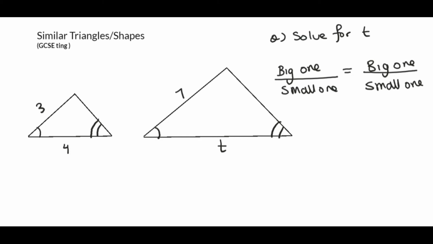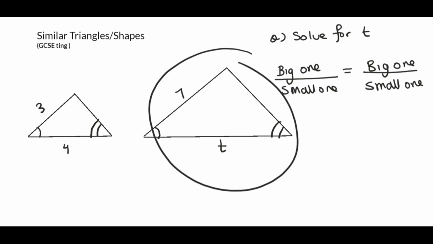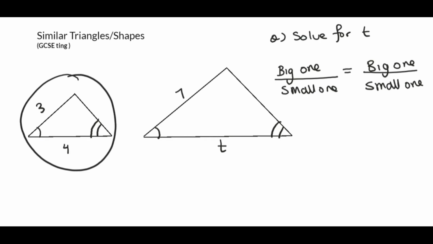Alright, cool. Now what do I mean by big one? What do I mean by small one? Now listen. We look at the big one. This is obviously the big triangle, okay? And this is obviously the small triangle, okay?